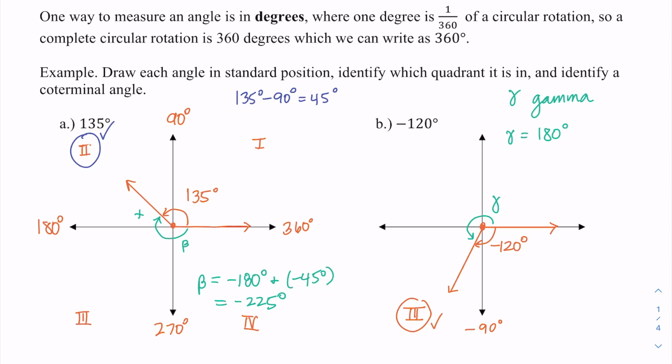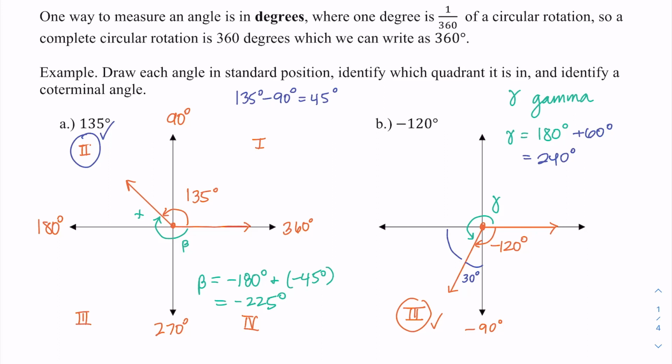Down here, from here to here, this angle measurement is just 30 degrees. So gamma is going to use up 60 degrees of this quadrant. So I'm going to have 180 degrees plus the 60 degrees. It's going to give me a measurement of 240 degrees.